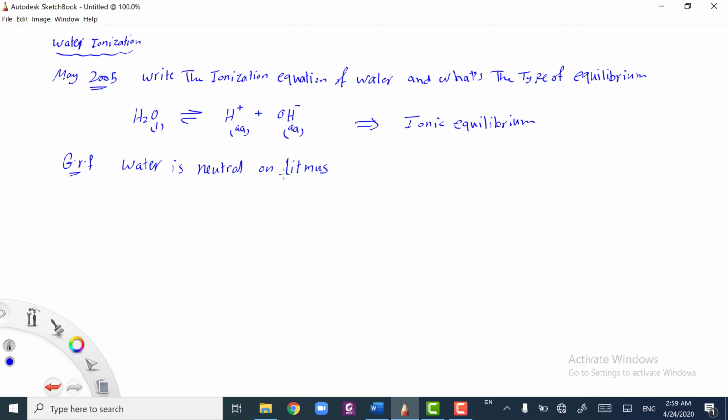The answer is since the number of hydrogen ions, which are responsible for the acidity, equals the number of hydroxyl ions.